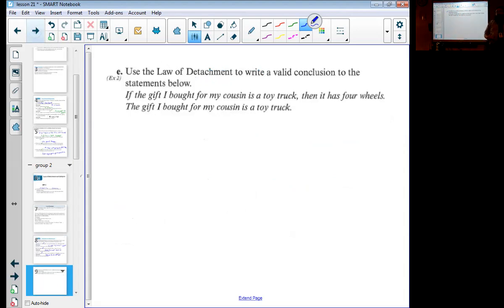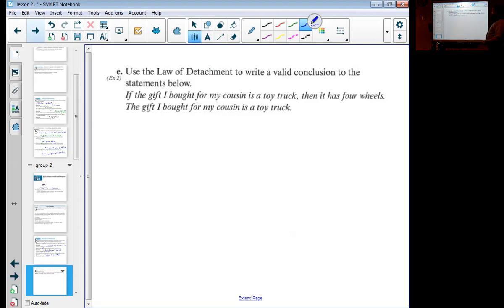So here we're back to the question that we had at the beginning. We're using the law of detachment. That's for saying, all right, we know this first part is true, so we can detach it. We can get rid of the hypothesis and just use the conclusion, because our hypothesis is true, therefore our conclusion is true.